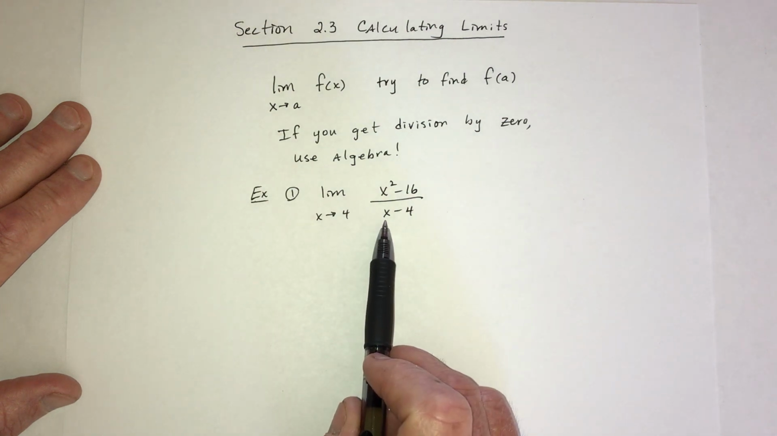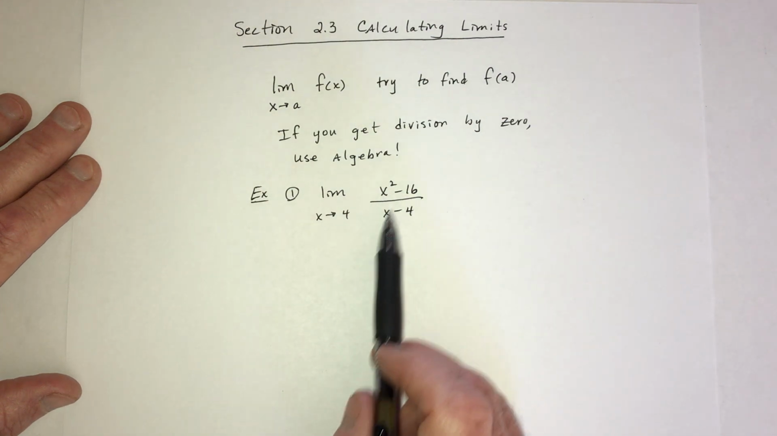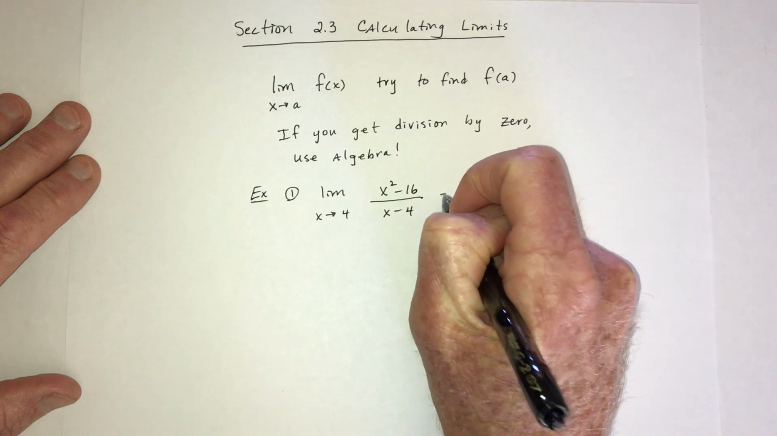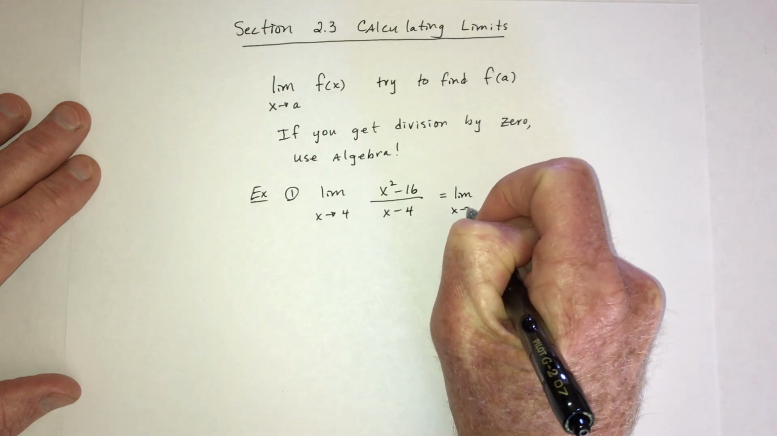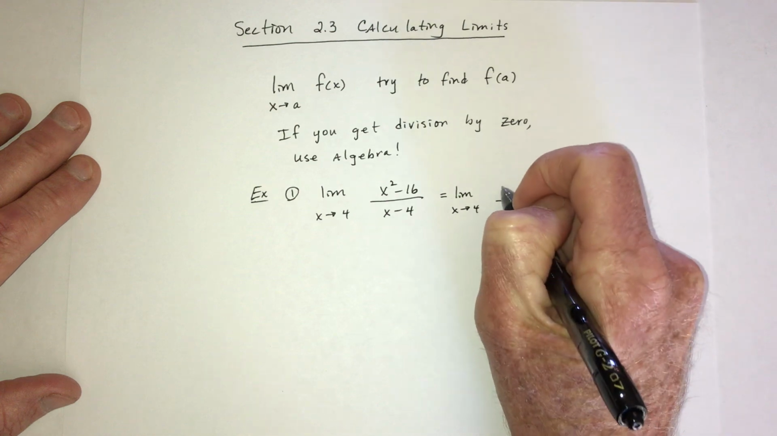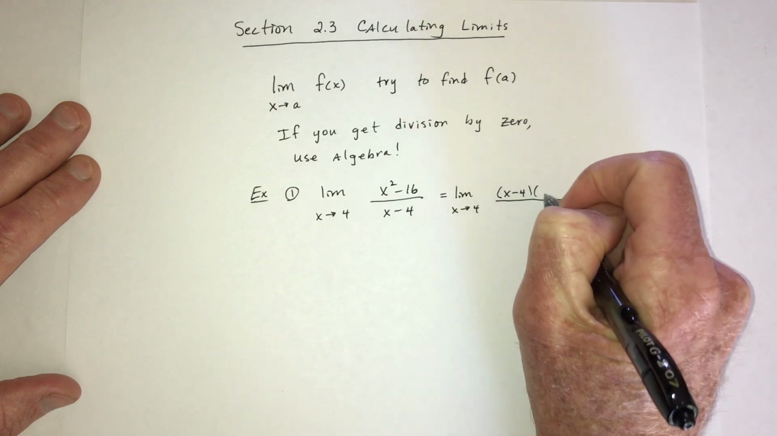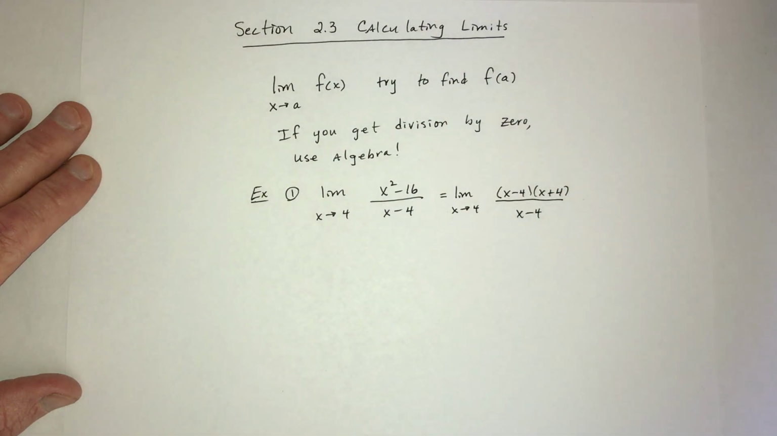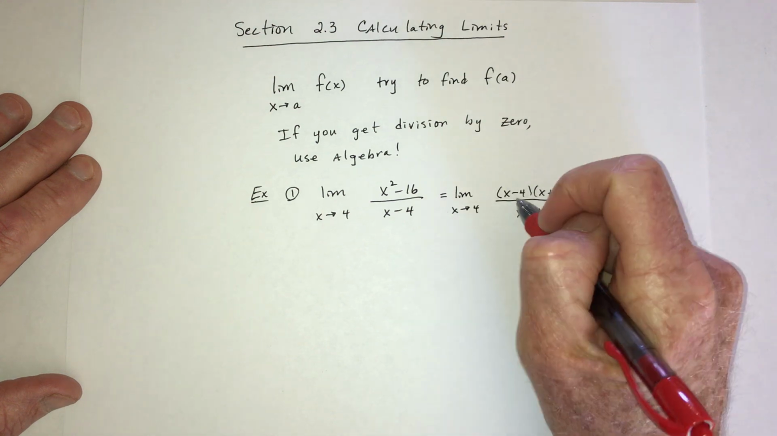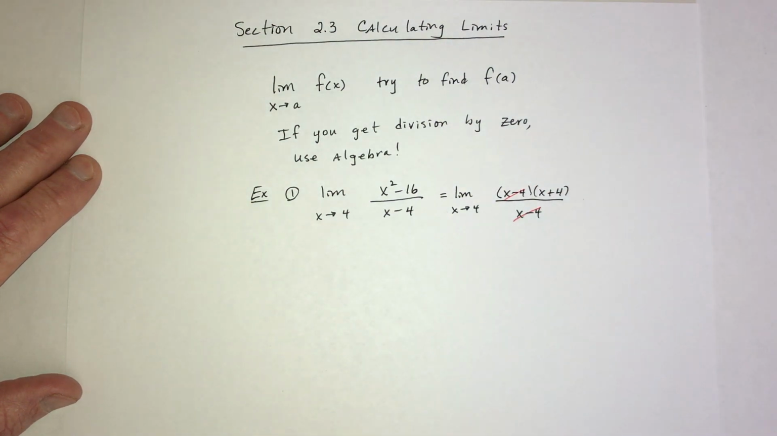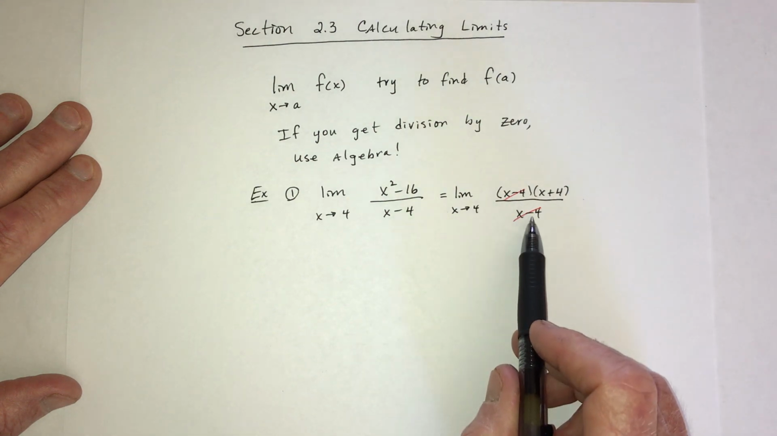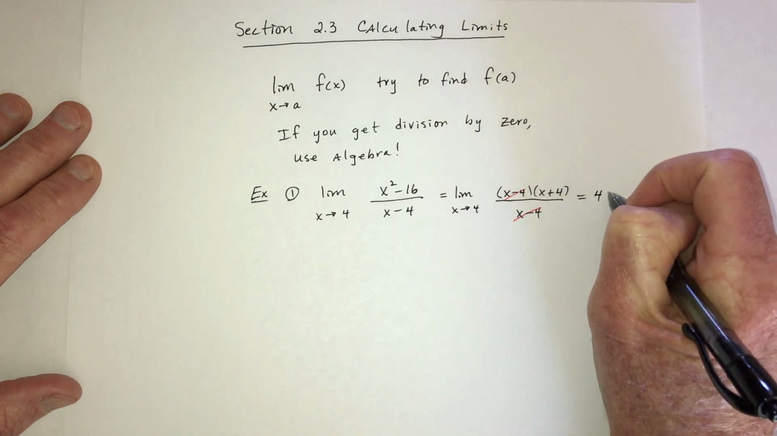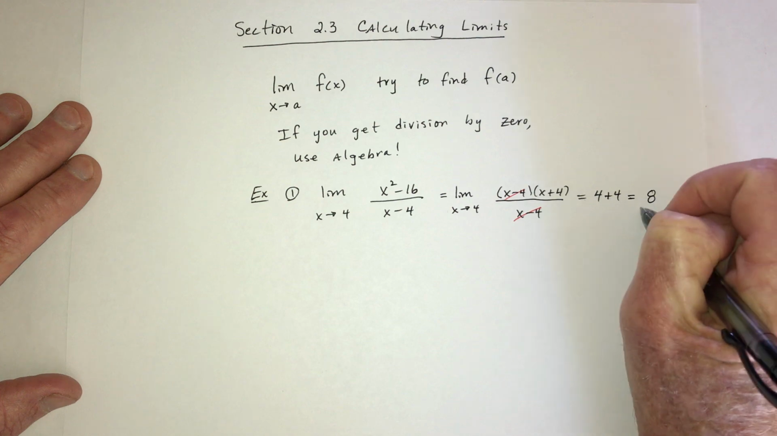So you can see if you substitute a 4, this would be 16 minus 16, and this would be 4 minus 4. So that's 0 divided by 0. So we need to do some algebra. And in this case, the algebra is pretty straightforward, and that is factor the top. It'll factor as x minus 4 times x plus 4. And then after that, this x minus 4 and this x minus 4 can cancel. And right there is where we just canceled the 0 divided by 0. So now when you substitute a 4 in, it's just going to say 4 plus 4. So the answer is 8.